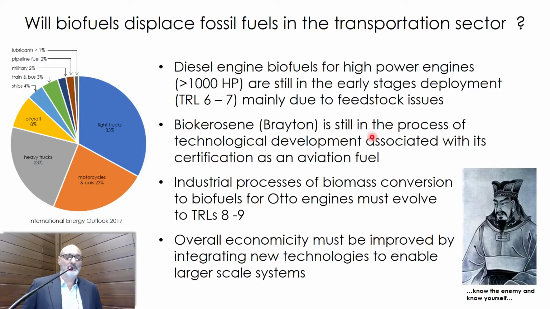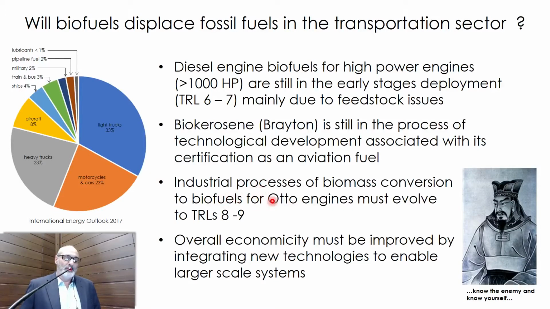Biokerosene for a Brayton cycle is still in the process of technological development associated with its certification as an aviation fuel. For aviation fuel, the mission conditions and the environment are very complicated. The temperature, for instance, is going to change between, I don't know, 40 degrees on the ground in the airport and minus 50 or minus 60 at 30,000 feet high. So the temperature difference is very high. You can figure that you have small ice crystals, and you can imagine the kind of problems that you can have.